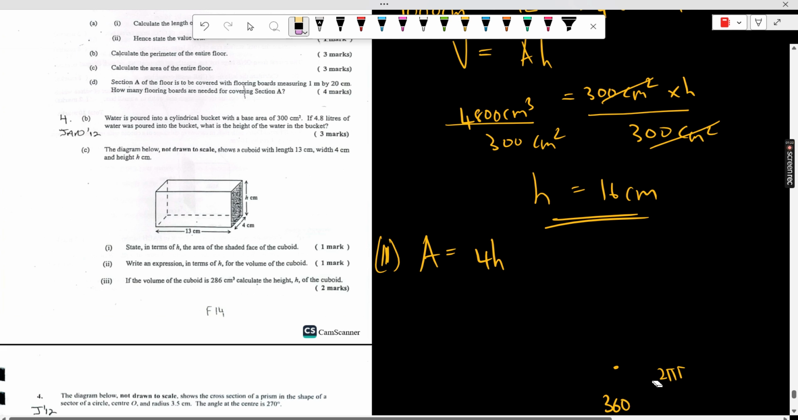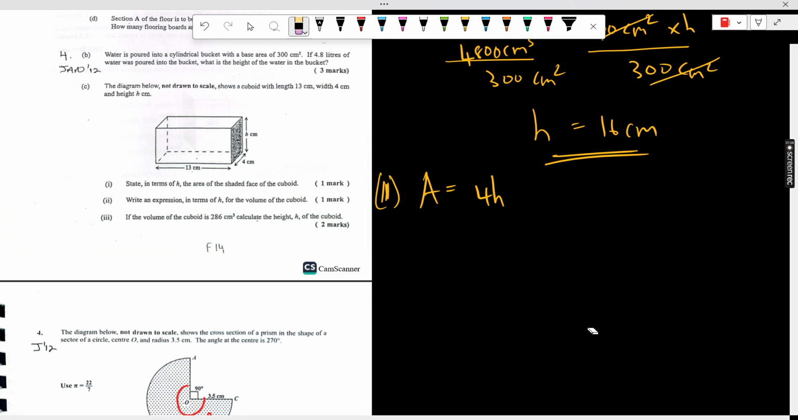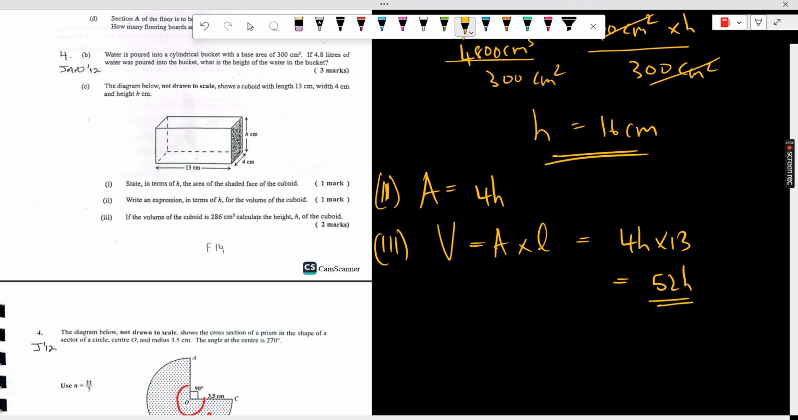Part two now says, write an expression in terms of h for the volume of the cuboid. Now we're talking about a cuboid, and the formula is always going to be volume is equal to the area of cross section times the length. Because we already have the expression for the area of the cross section, we're just going to multiply that by the length to give the volume. So volume is equal to the area times the length, which gives us 4h. The length is 13, so this will be equal to 52h. Is that clear? Did you get that?